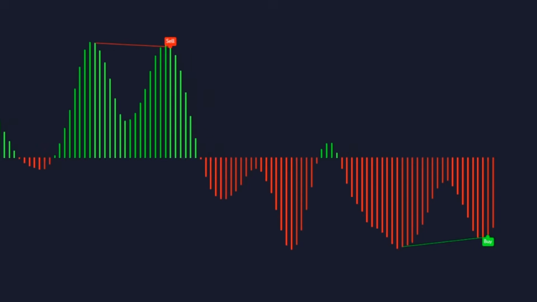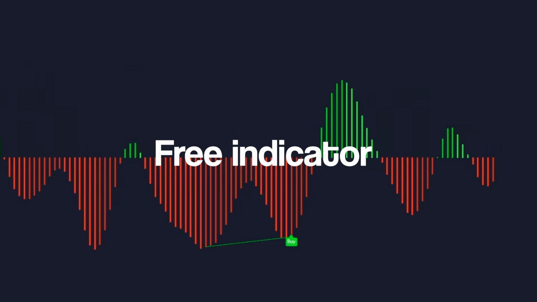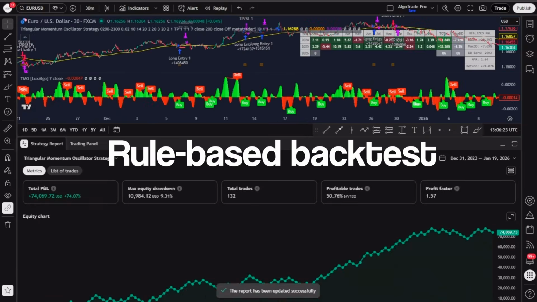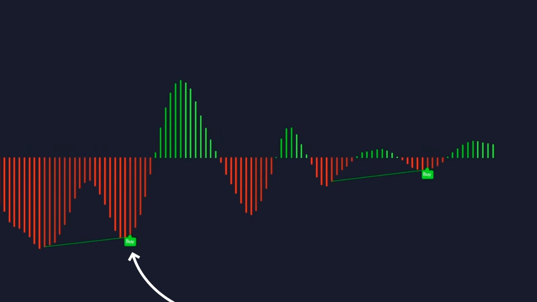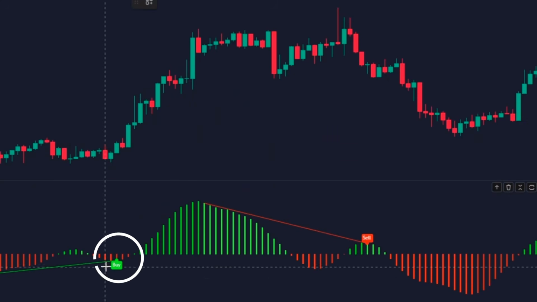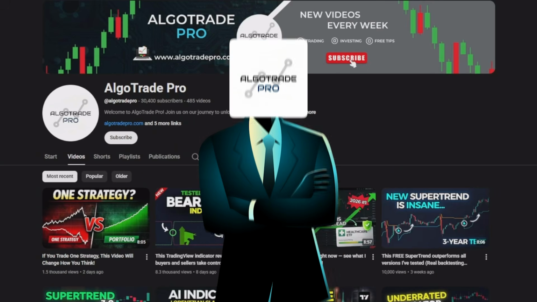So today we are putting a premium LuxAlgo free indicator under a full rule-based backtest to see if it actually works or if it just looks smart on the chart. I'm a GP and let's get started.